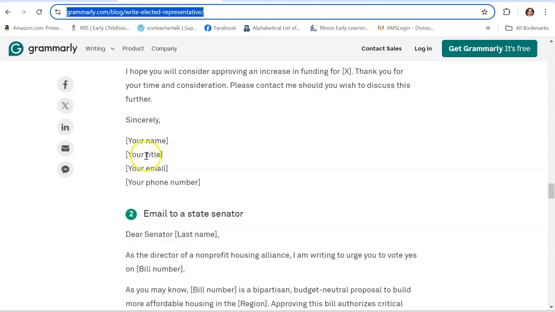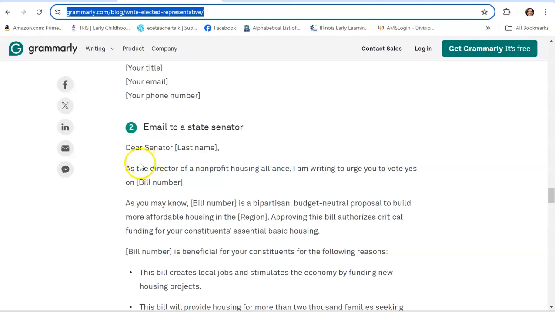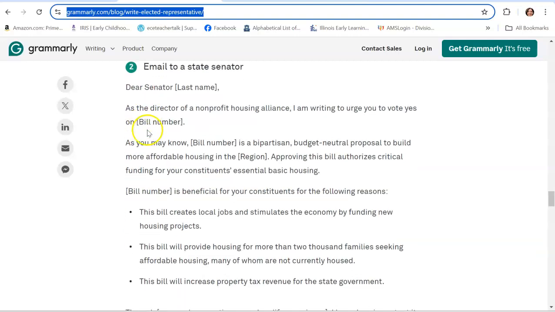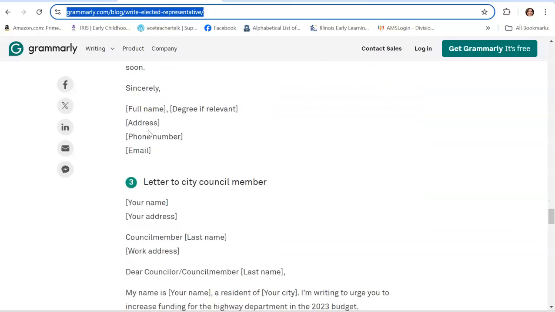So then you would include your name, your title, your email address, your phone number. This is if you were writing a state senator. This is what it would look like.